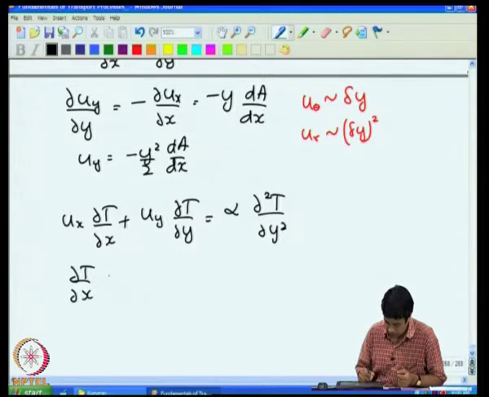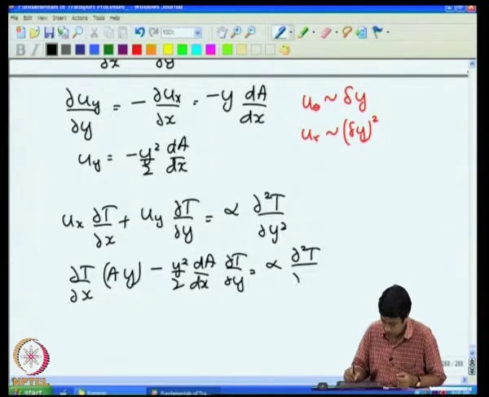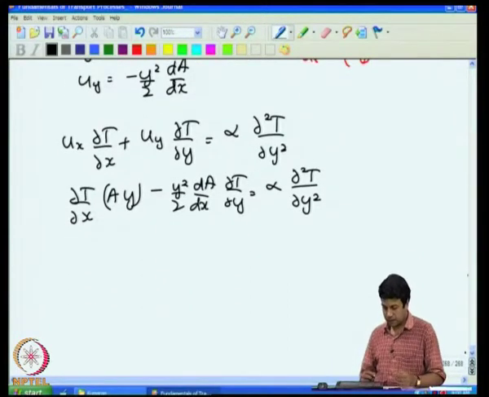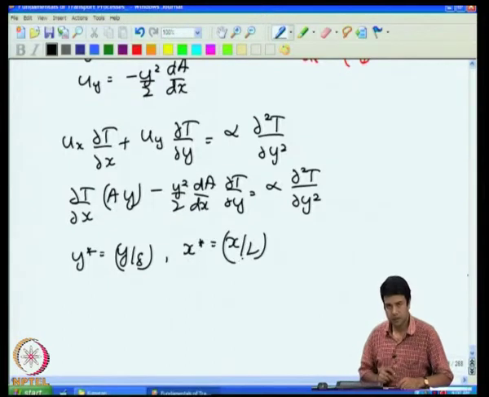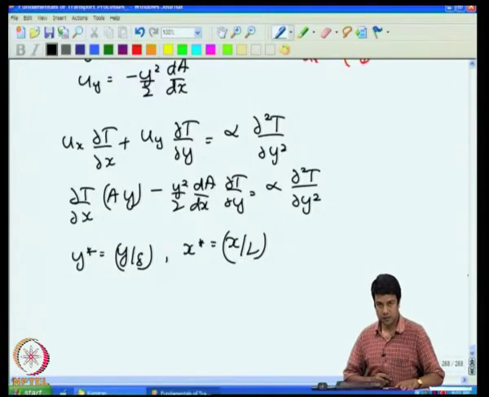So, I will have dT/dx into (y minus y square by 2 dA/dx) dT/dy is equal to alpha d square T/dy square. Okay. And now, if I scale, y star is equal to y by delta and x star is equal to x by L, where L is the macroscopic scale and delta is the boundary layer thickness.